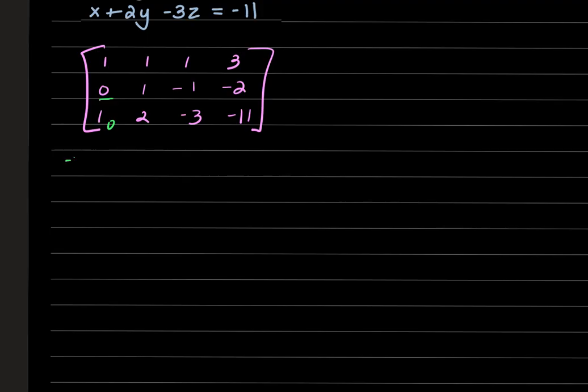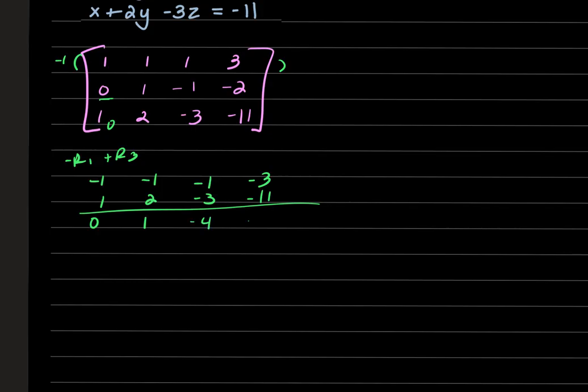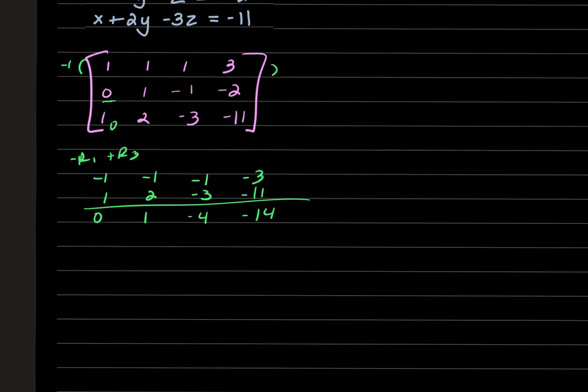Okay, so negative 1, row 1 plus row 3. Negative 1, negative 1, negative 1, negative 3, plus 1, 2, negative 3, negative 11. And I get 0, 1, negative 4, negative 14. And that replaces row 3. So now I got 1, 1, 1, 3, 0, 1, negative 2, 0, 1, negative 4, negative 14.